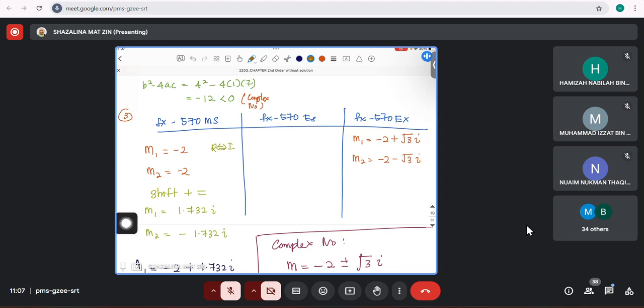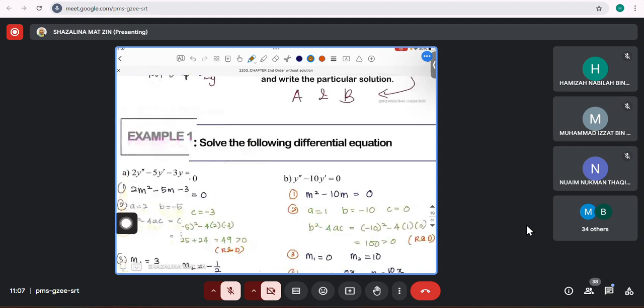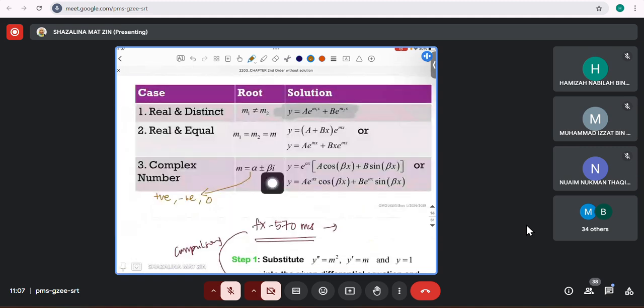Okay, but for beta, untuk beta ni, since we have plus minus here, so beta only positive number. Positive number saja. Dia tak boleh jadi negatif, dia tak boleh jadi kosong. If beta is equals to 0, means this is not complex number root. Maksudnya tak adalah i ni. Boleh faham? Boleh.